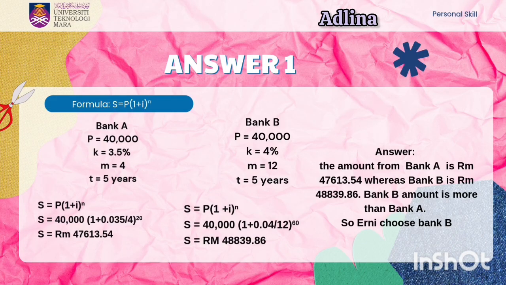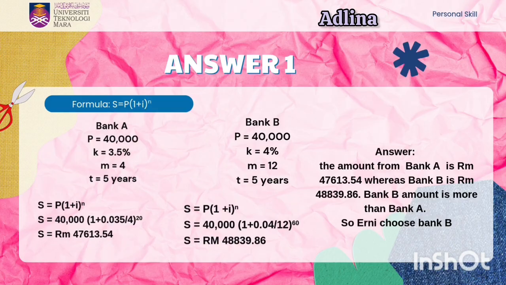Whereas Bank B, the P is 40,000 ringgit, K is 4%. K means interest rate. M is 12, T is 5 years. So as usual, use the formula S equivalent to P, 40,000, bracket of 1 plus 0.04 because of 4% divided by 100, and then 0.04 over 12. 12 because of the M, which is compounded monthly. And with the power of 60. 60 is the multiplication of 12 times 5, M times T. And so the answer is 48,839.86 ringgit.